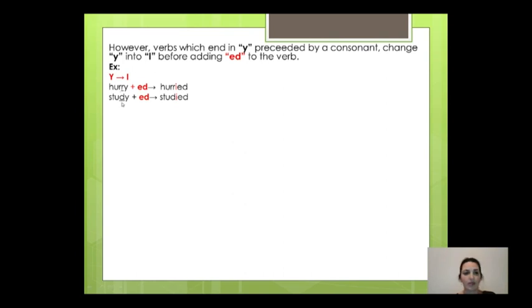Or an example, study. Also, it ends in y, preceded by a consonant d. Again, you have to make changes. Y transforms into i before adding the suffix ed, thus getting studied.